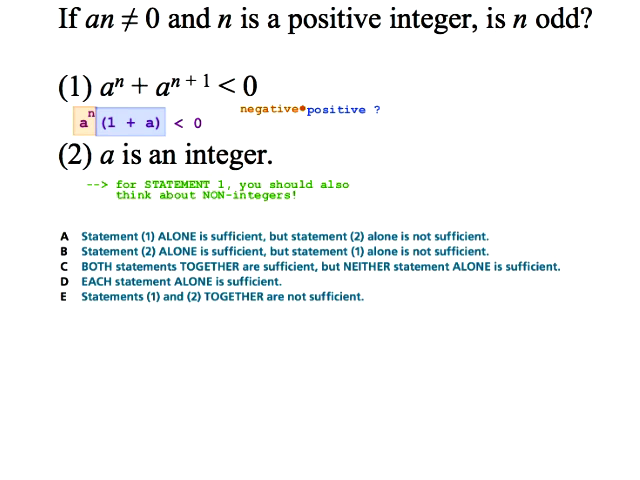Or you could also have the orange part be positive, and you can have the blue part be negative. Well, how can we get this to work? So if a to the n is negative, then what do we know about n? And what do we know about a?